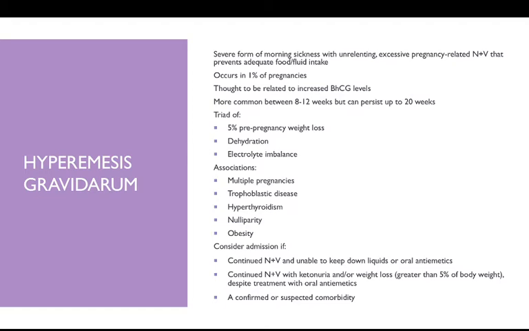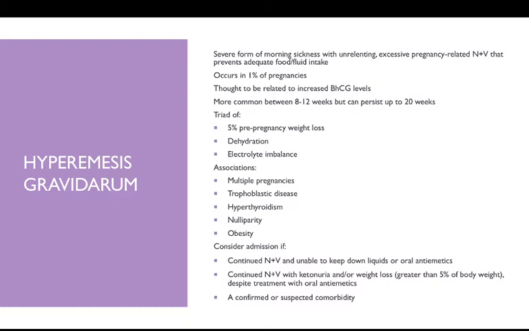It's seen in about 1% of pregnancies. It's thought to be related to increased beta-HCG levels, and it's most common between 8 to 12 weeks, but it can persist in some women up to 20 weeks. So it's a triad of 5% or more pre-pregnancy weight loss, dehydration, and electrolyte imbalance. It's seen more in multiple pregnancies, so in twin pregnancies, in trophoblastic disease, in hyperthyroidism, in women who have not previously given birth, and in obesity.